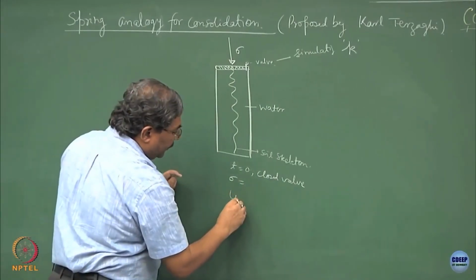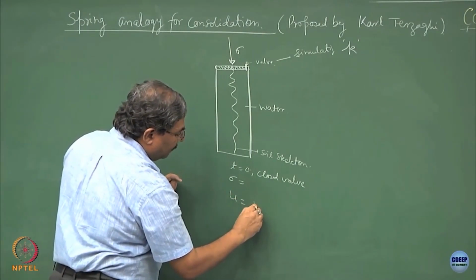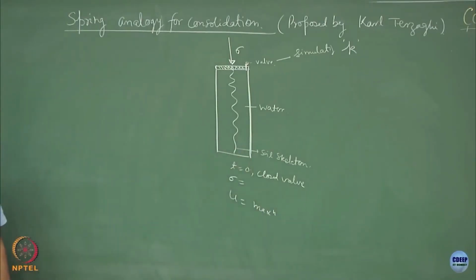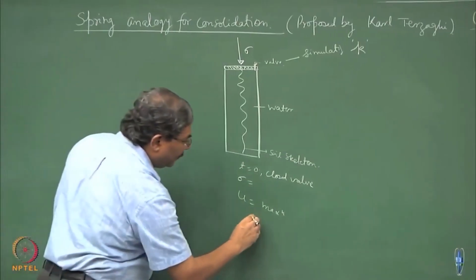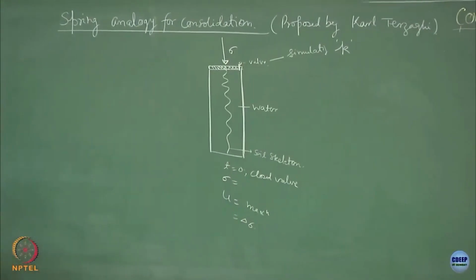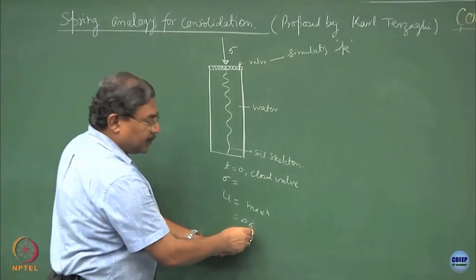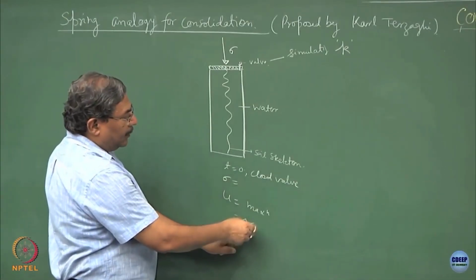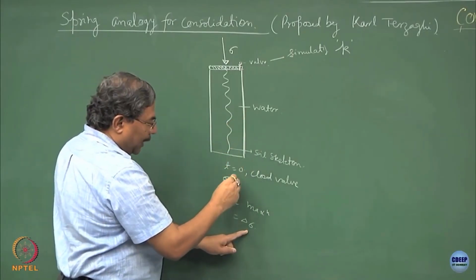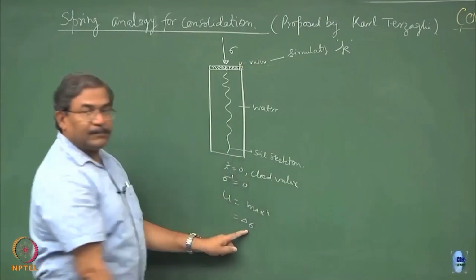The pore water pressure is going to be maximum, is it not? And this will be equal to delta sigma, which you have applied, because the entire pressure is being taken up by the water. So, sigma prime will be equal to 0.